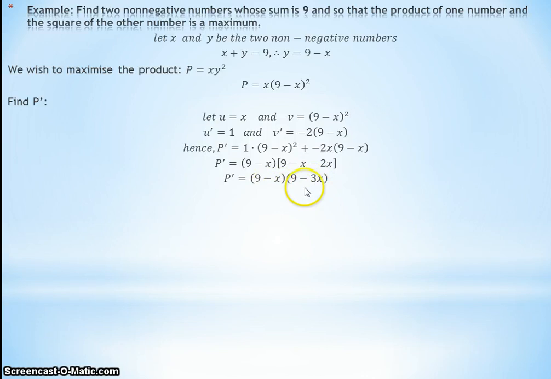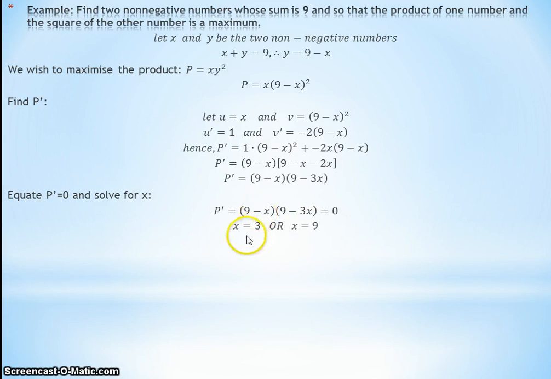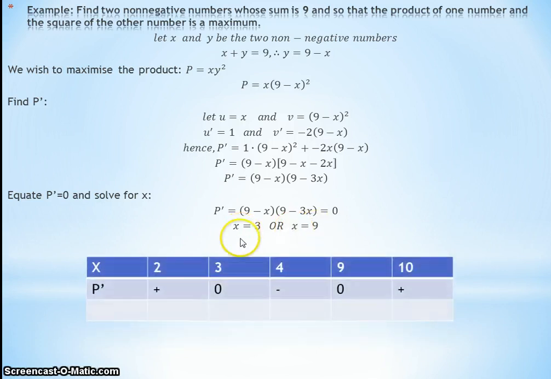Now I equate the first derivative of the quantity that needs to be maximized, in this case equal to 0, and solve for x. If I do that, and using the null factor theorem, I could say 9 minus x is equal to 0 or 9 minus 3x is equal to 0. That gives me two solutions, x is equal to 9 or x is equal to 3. Now I use the table of test points using the first derivative. The critical values are 3 and 9, so choose values on either side of these two critical values and check the gradient, whether it's positive or negative, whether the function is increasing or decreasing.